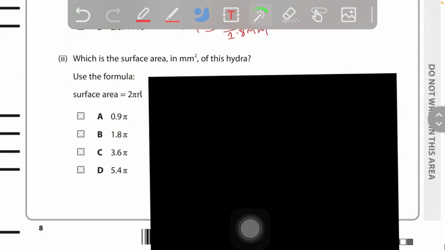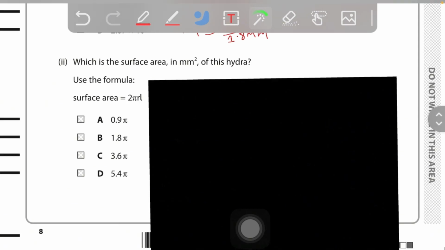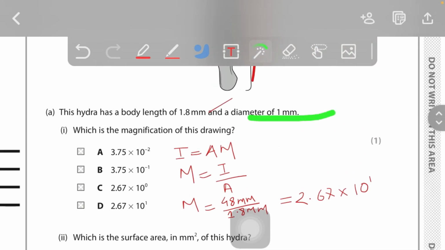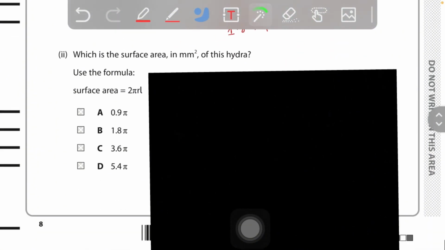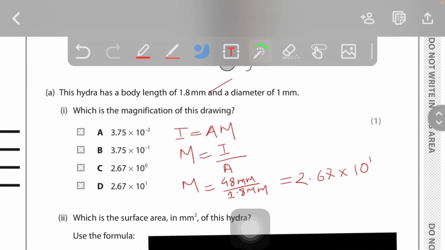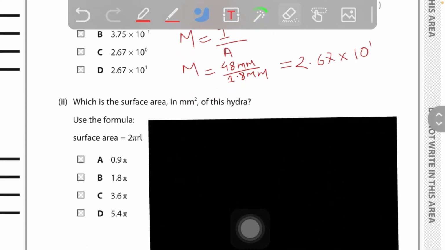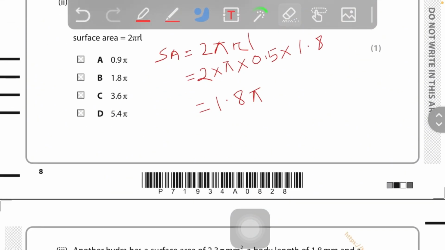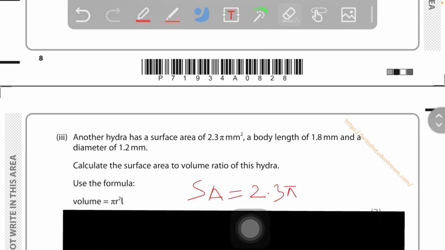Part D. Which is the surface area in millimeter square of this hydra? Use the formula surface area equals 2 pi RL. Here 2 is 2, pi is pi, R is half of the diameter, which is 0.5, and the length is 1.8. We will put it in the formula and we will figure the answer out. Simple.